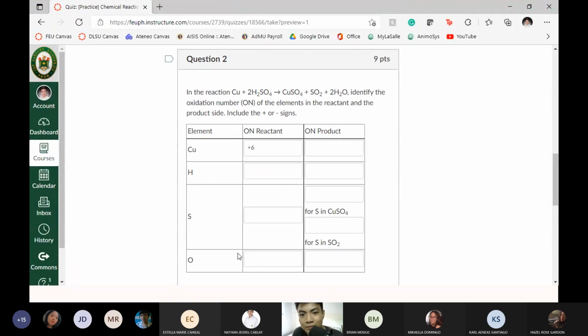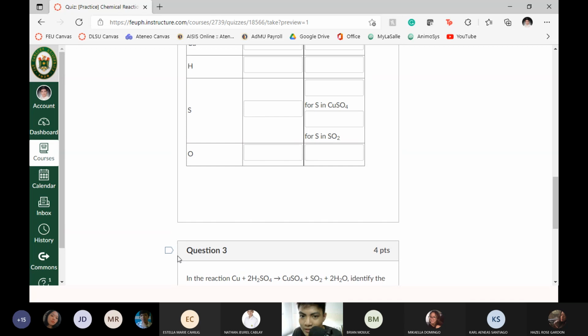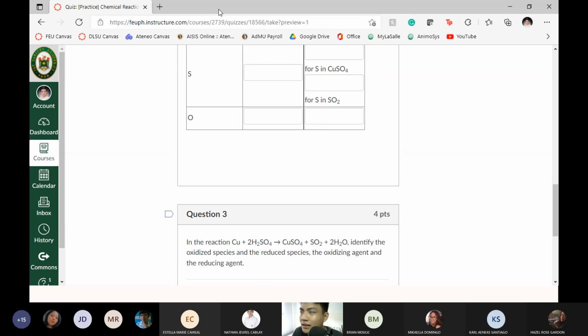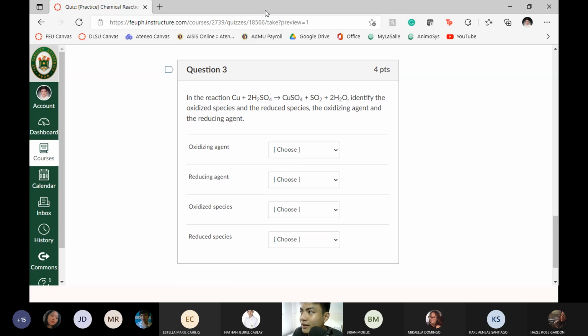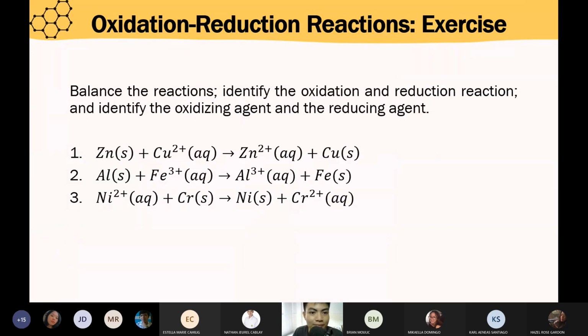Dagdagan ko pa yung oxidation numbers. Okay? As requested by you guys. So, sige, that's fine with me. Okay? So, dagdagan ko to later. Ayan lang. So that ends our session, no?